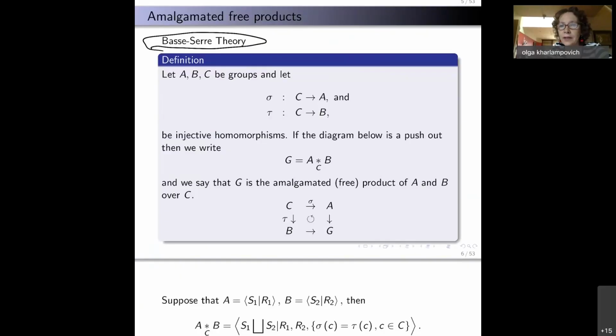Now, if this diagram is a pushout, then we write that G is an amalgamated free product of A and B over C. Pushout means that if we have some other group, G prime, and we have a diagram like this, then there is a unique homomorphism from G to G prime. So it's like the coproduct property of G.